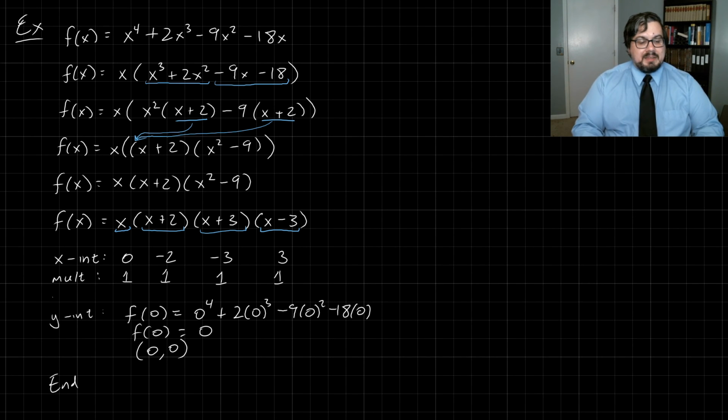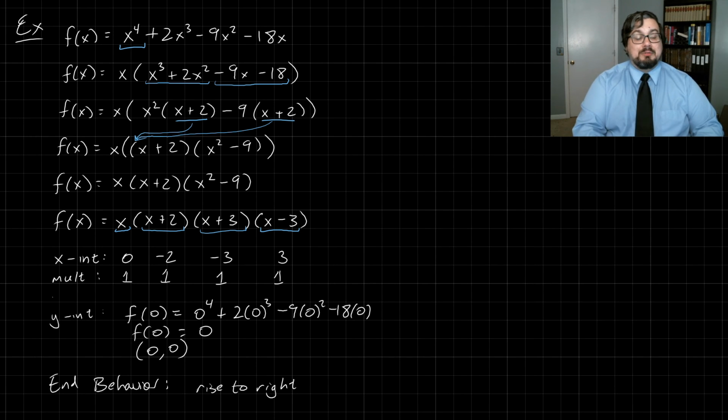And then finally, the end behavior. Our leading term is x to the 4th. The coefficient of x to the 4th is positive 1. So we rise to the right. And then because the degree of this polynomial is even, we do the same thing on the left. So we also rise to the left. So now we've got almost all the information that we need.